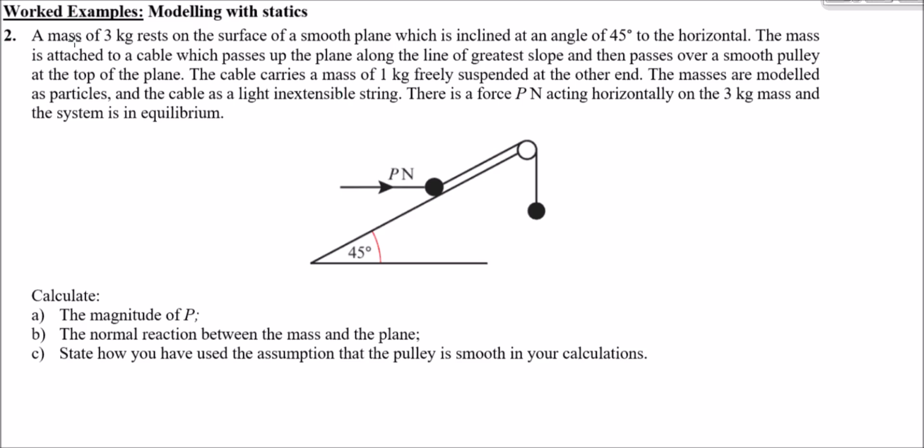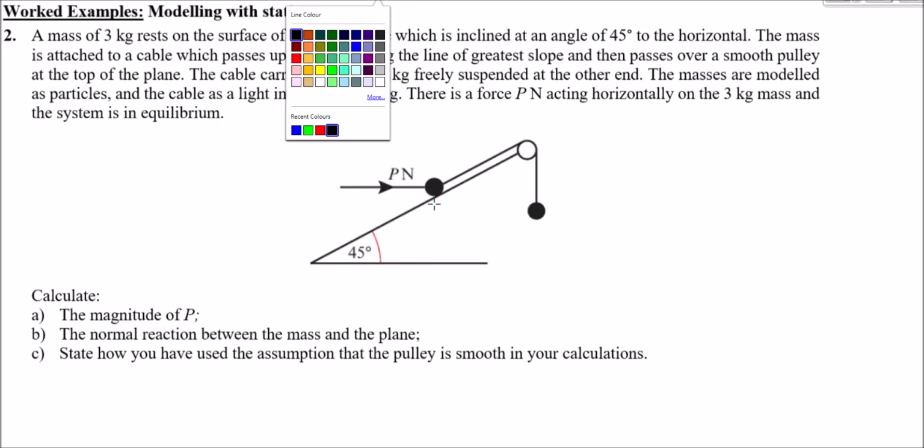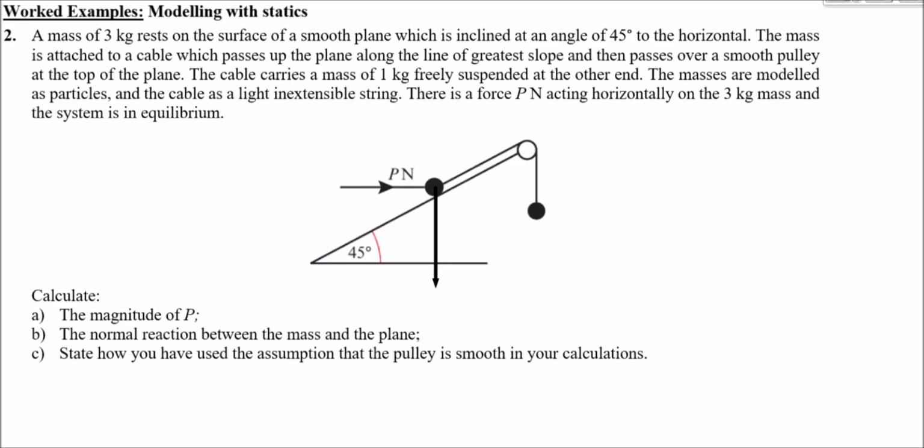First of all, we've got a mass of 3 kilograms, which is here. Let's add that straight away to the diagram. If its mass is 3 kilograms, its weight is going to be 3g. So let's add this on. Weight going down of 3g.